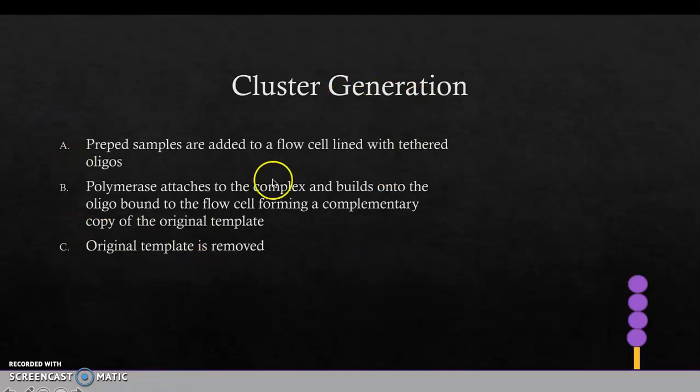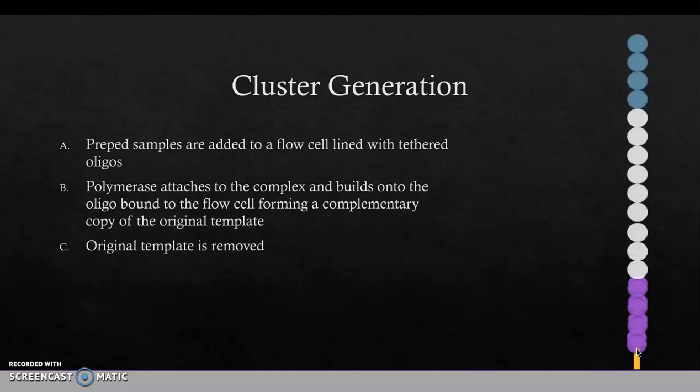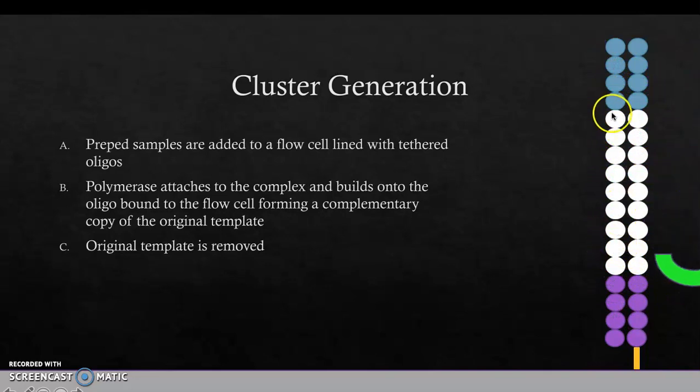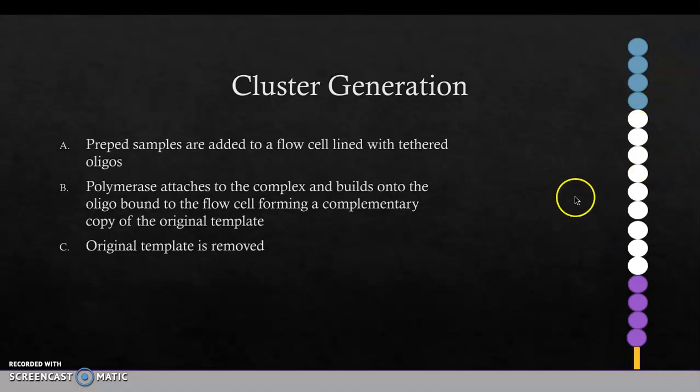So the first step is adding our sample to this flow cell, which is basically just a glass slide that has these little oligos here bound down to it. So you'll notice that these oligos look very similar to our adapters that were added in the last step. And that's because they act as a reverse complement, so that when our sample is added, it binds to those oligos. So once we have our sample bound, we add in polymerase, which comes in and makes a complementary strand to our original sample. And then we can wash the original sample off, and now we have a reverse complement of our sample that is tethered to this flow cell and can't be removed.